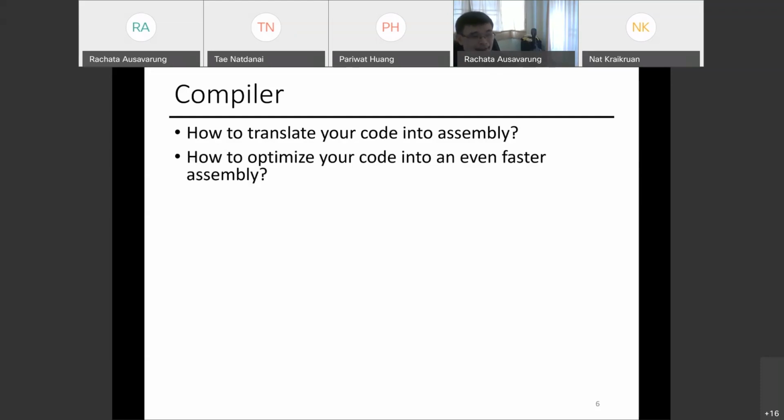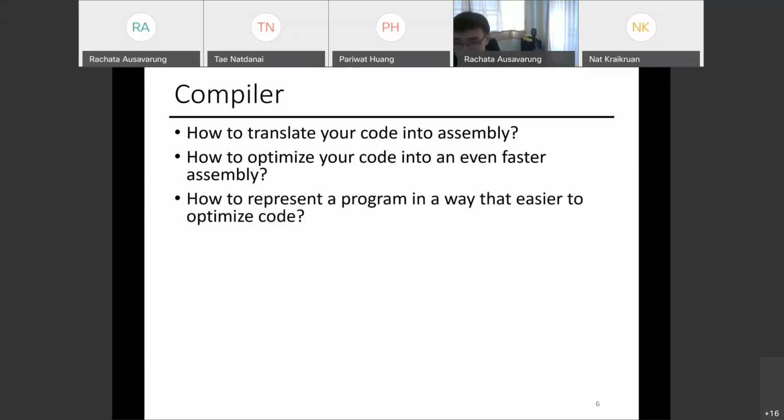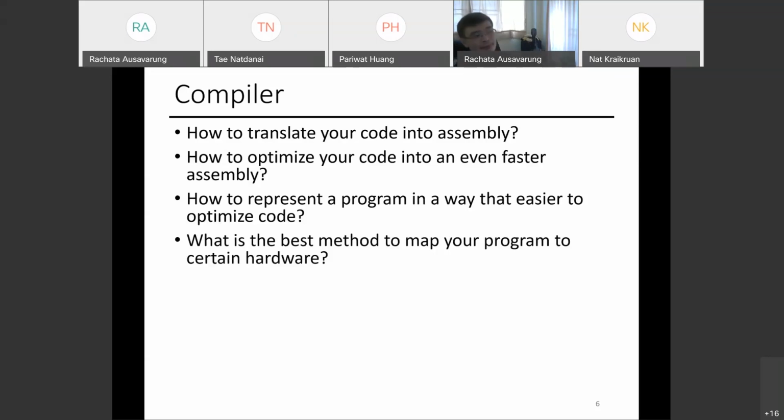Compiler also look into how you can optimize your code to even faster assembly. Also things like how to represent the program in a way that's easier to optimize the code. What's the best method to map your program to different hardware, right? For example, even with the NVIDIA Jetson, it has a CPU and it has the GPU, the graphic card. So compiler is also responsible for like, should I run this on the CPU or should I run this on the GPU, and how to make sure I can have the code that works for both of them, right? Because they talk different language.